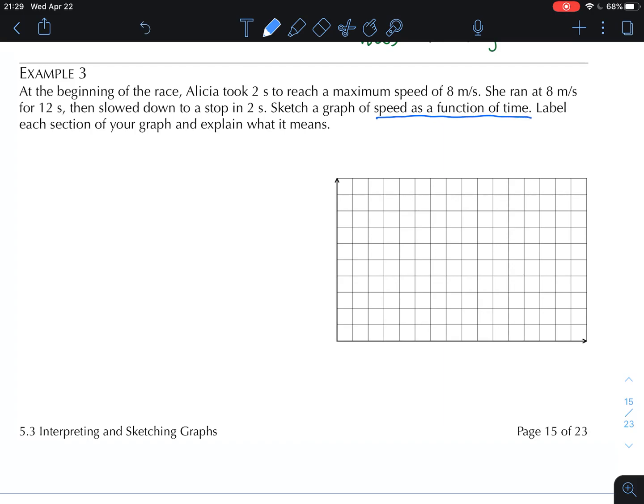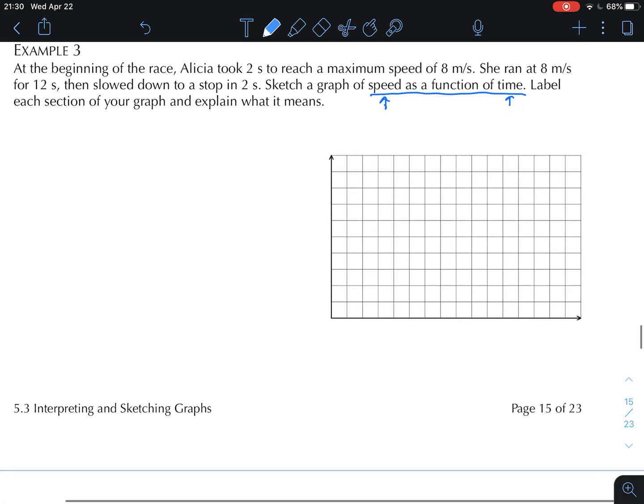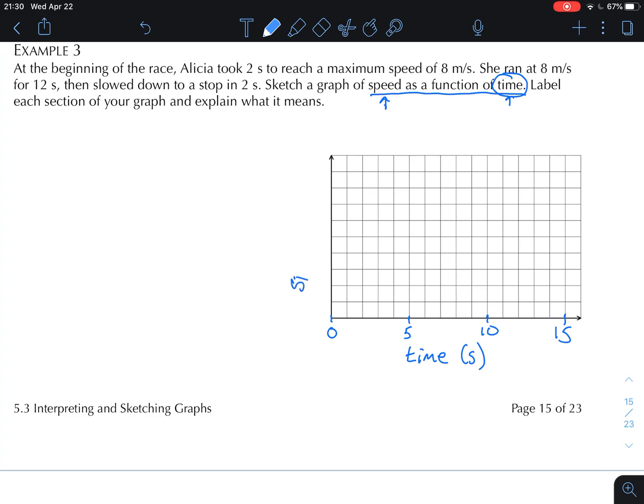Whenever it's worded this way, speed as a function of time, that means that speed is our dependent variable. Time is our independent variable. Label each section of your graph and explain what it means. All right, so time is going to be our domain value. So we put time down here along the horizontal axis. We have to have 0 seconds, 1, 2, 3, 4, 5 seconds, 6, 7, 8, 9, 10 seconds, 11, 12, 13, 14, 15 seconds. There's our time in seconds.